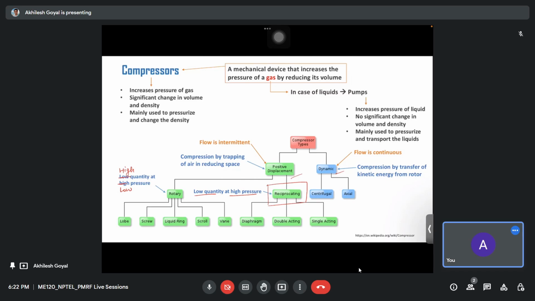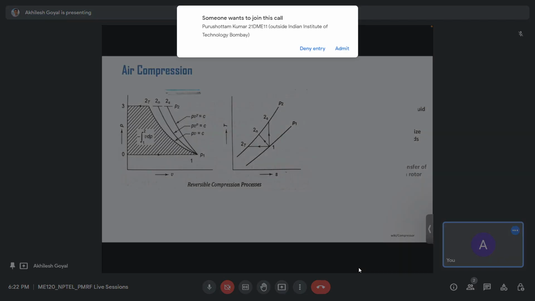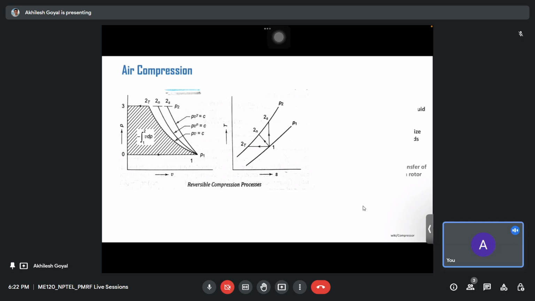So very first, how the air compression happens, what are the different processes to compress the air. Basically air compression can happen by processes like polytropic process or isothermal process or reversible adiabatic process. All these processes are there.